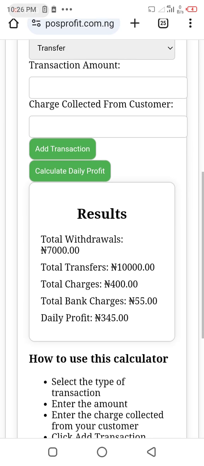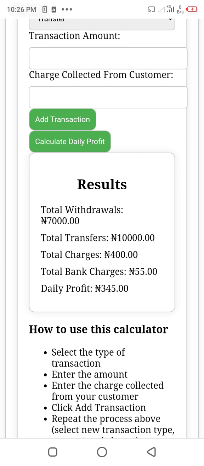So this is how to use this POS profit calculator. Just get a book where you recorded all your transactions and input all the transactions and the charges you collected from the customer, and then you click calculate daily profits, and it will give you all the results that you need. Okay, so this is how to use it.